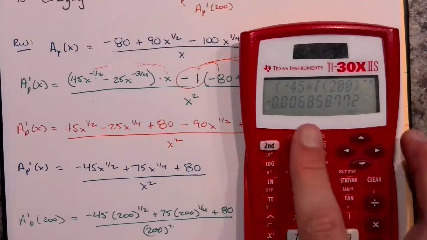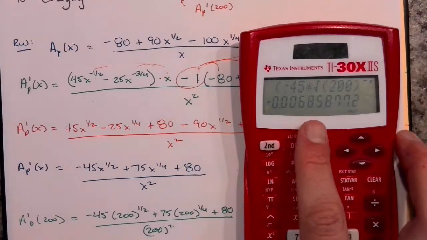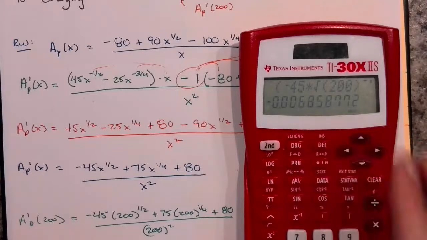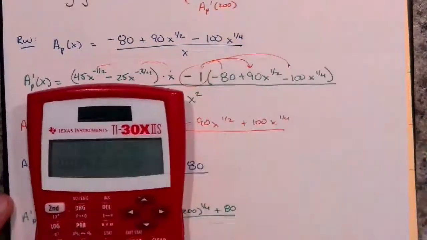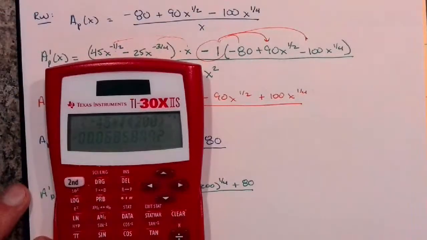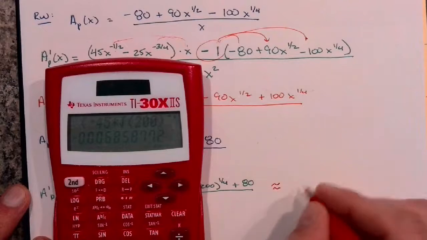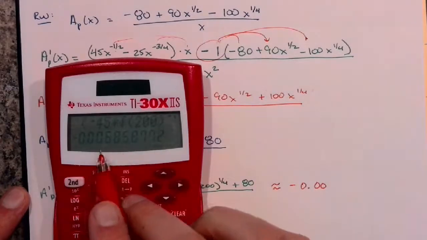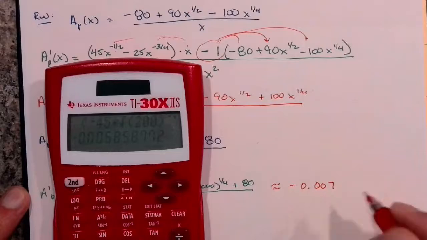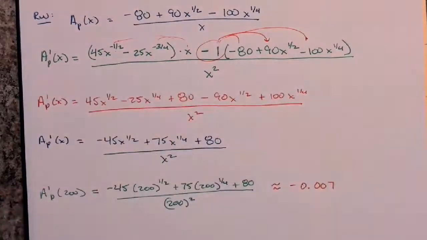So we get this negative 0.006858, it continues on. It's a very small number, it's a negative number, that's important, but we'll put the approximation here next to what we got. For the approximation, we have negative 0.00, and I'll just round it to that thousandths place. So the 8 rounds the 6 up to a 7, so negative 0.007.